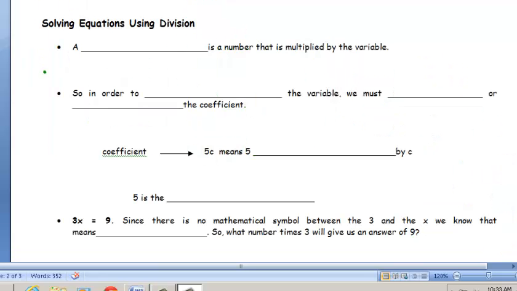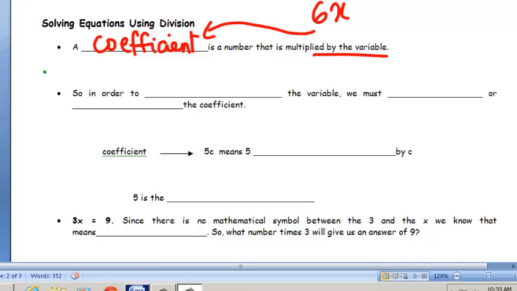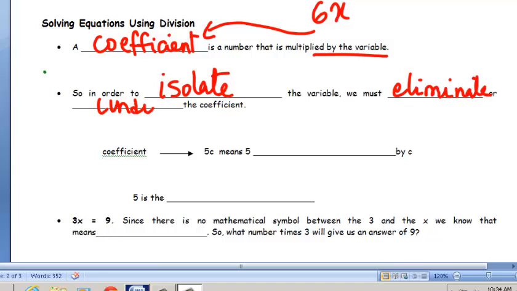Now let's go ahead and solve equations using division. A coefficient, and we talked about this in chapter 3 and in 7.1, is a number that is multiplied by the variable. So something like 6x. So this is your coefficient. So in order to isolate the variable, we must eliminate or undo the coefficient.